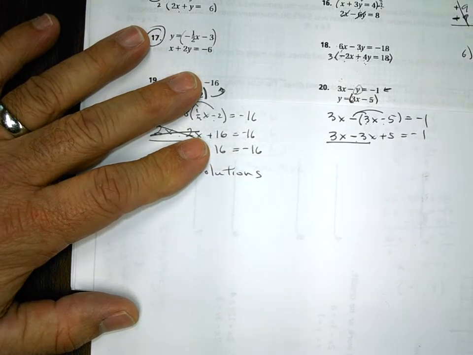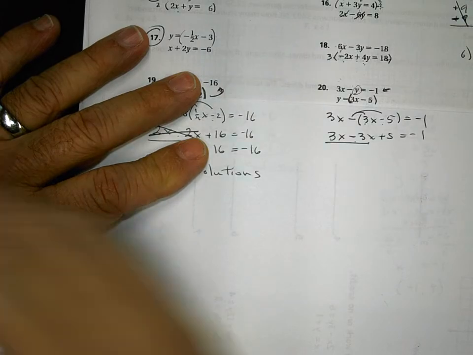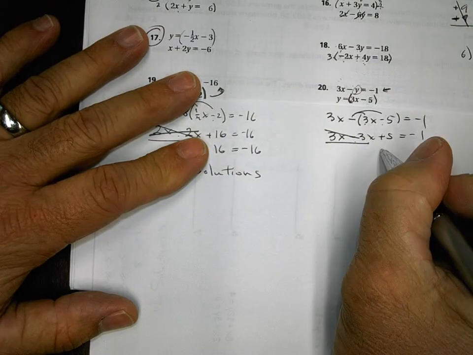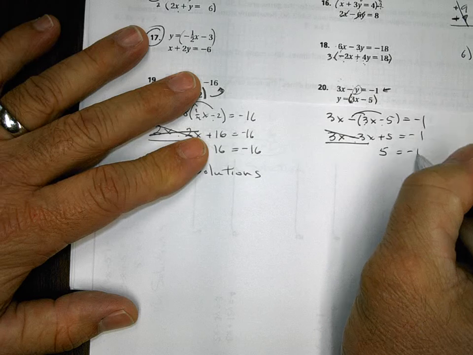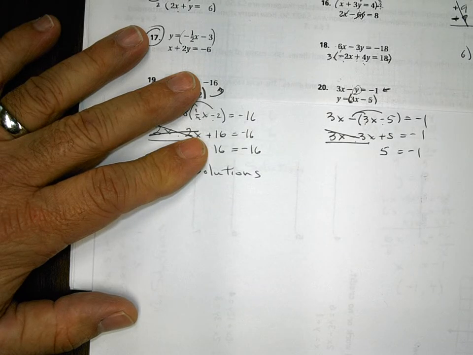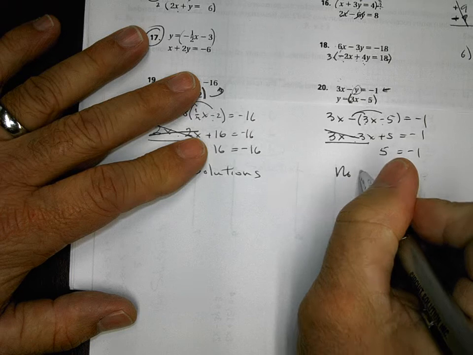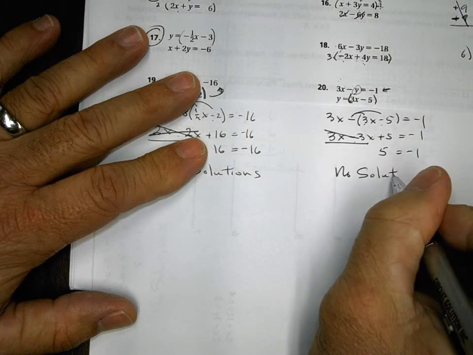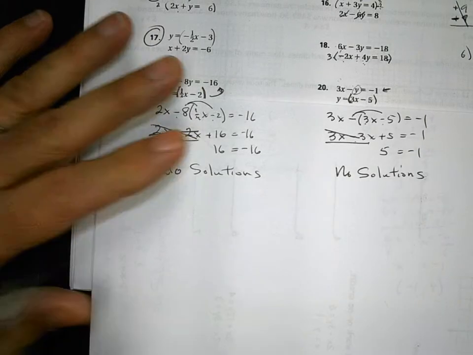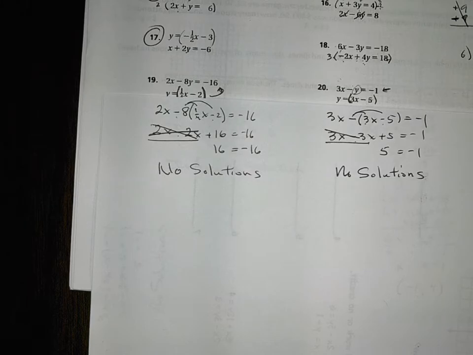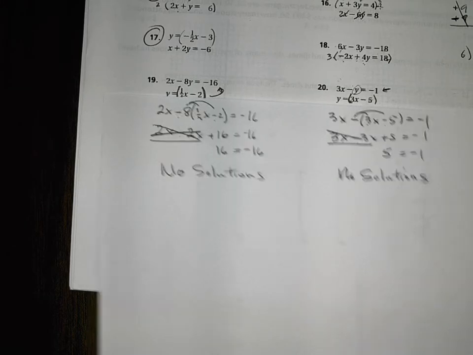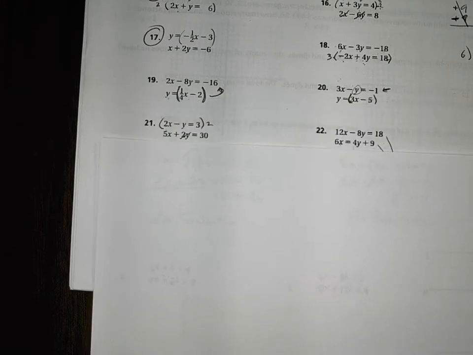Combining like terms, 3x plus negative 3x is 0. That just cancels. And we end up with 5 equals negative 1. That is not a true statement. I go back and I check my work. No mistakes. So no solutions. Okay. All right, moving on to number 21 and 22.